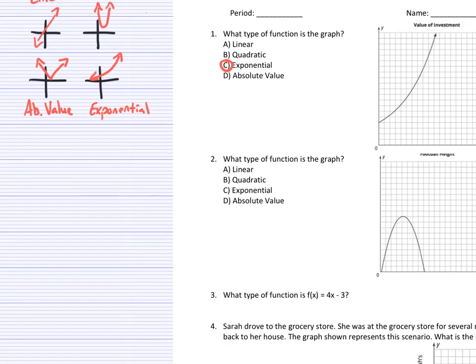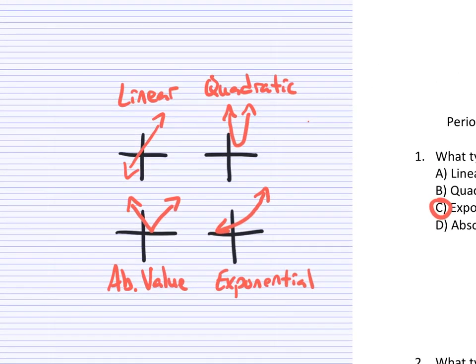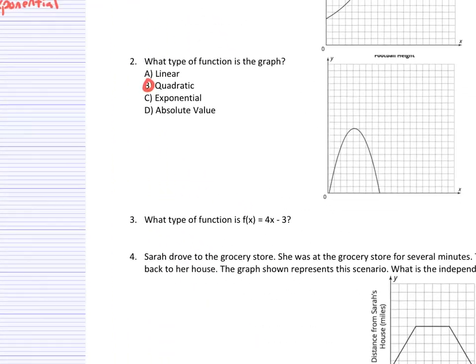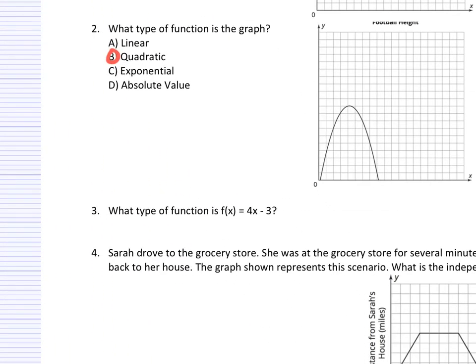Number 2 looks like a U or an upside down U. So if I look up here, that would be a quadratic. And number 3, we would have to graph that on our calculator. It should look something like this. Crosses at -3, goes up 4 and over 1, and it's a straight line. So number 3 is linear.